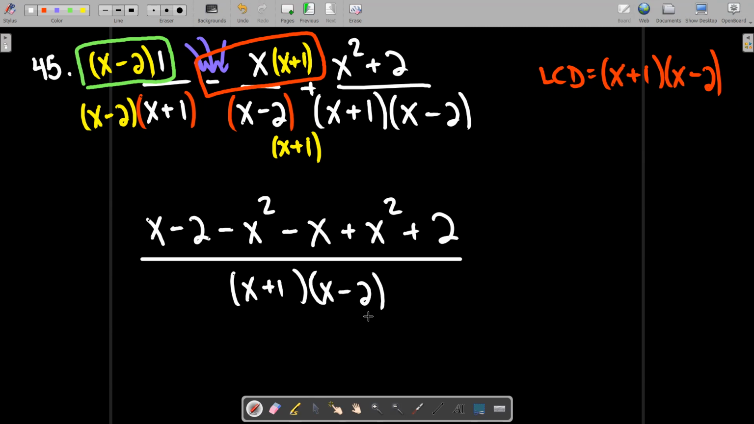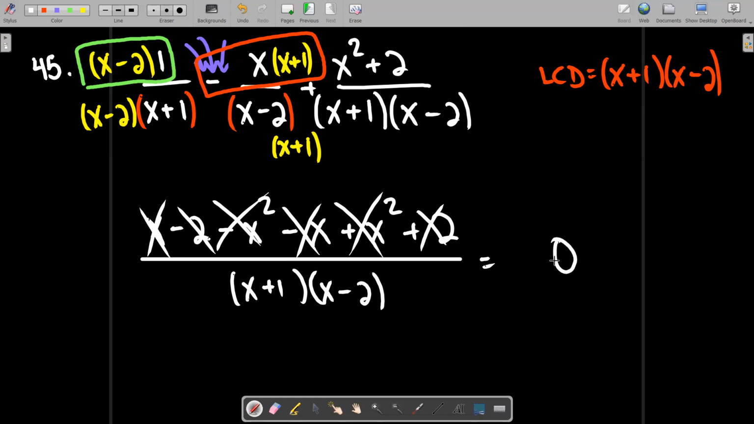And the rest is just basic math. How many x squareds will be on top? None. Again, they cancel out. How many x's will I have? Holy smokes, none. And what will my constant be on top? Negative 2 plus 2 is 0. So the answer to this problem is 0. It's kind of crazy, right?